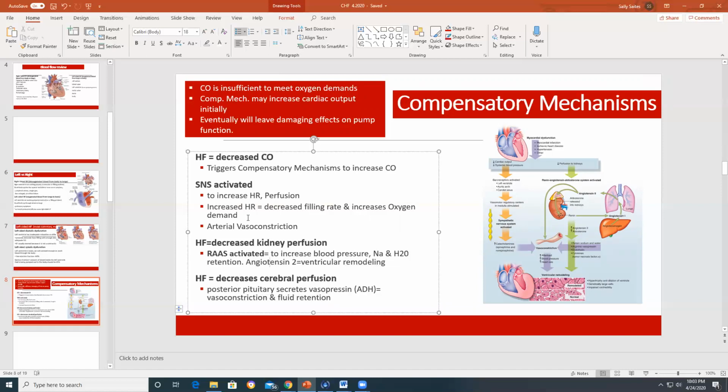So all of these things, if you look back on the slides, increased heart rate, increased blood pressure, increased fluid retention, these are the problems that cause heart failure in the first place, or some of them anyway. And so the body is doing this because it needs to get that increased oxygen and perfusion. But if this is left too long, then it's also causing more problems in the future.